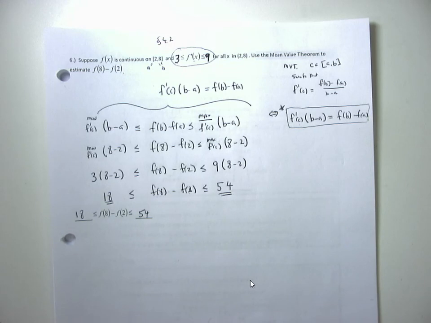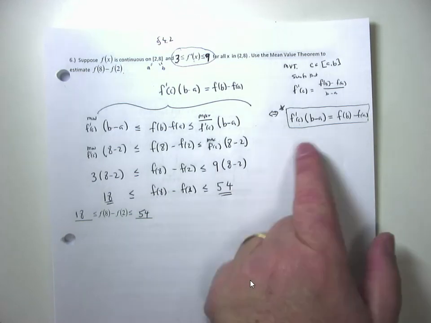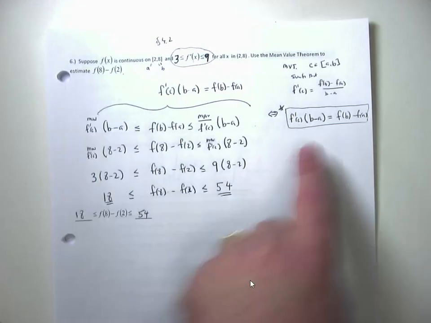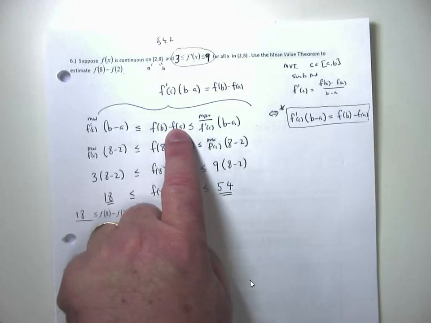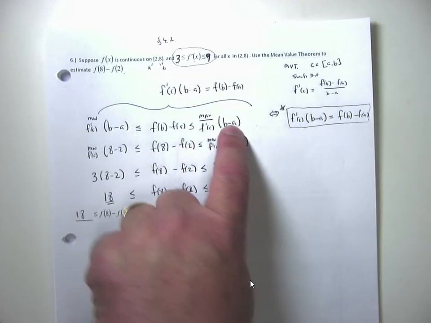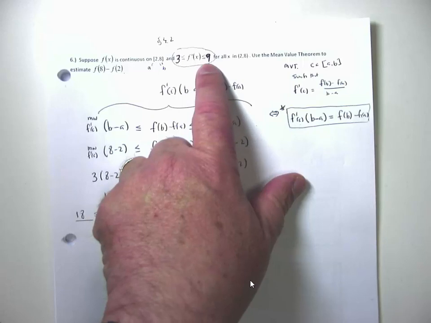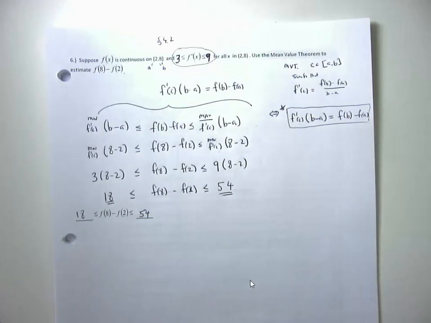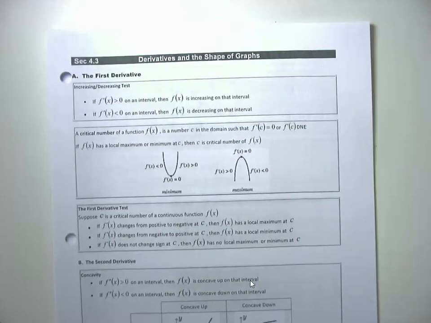It's not very difficult, but you actually had to catch a pattern. The minimum value of f prime of c times b minus a will be less than or equal to f of b minus f of a, which is less than or equal to the maximum value of f prime of c times b minus a. And they're going to tell you what the minimum and maximum values of your derivative are, so you can plug it in. All right, moving on to section 4.3.